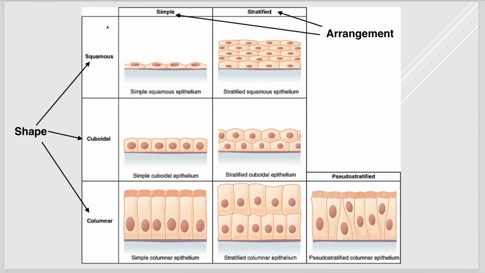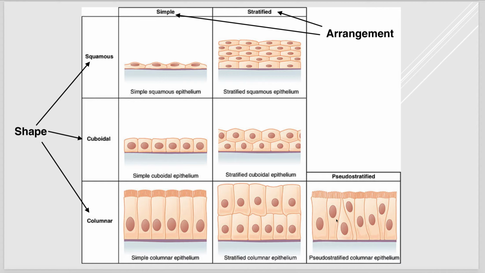And if they are arranged in a simple arrangement, it's just one cell layer. If they're in a stratified arrangement, there are multiple layers, okay? More than one layer. So we can have stratified squamous, which is really common. Stratified cuboidal you find in glands and certain ducts. Stratified columnar, I honestly couldn't give you an example in the body where this is present. If it's anywhere, it's quite rare.